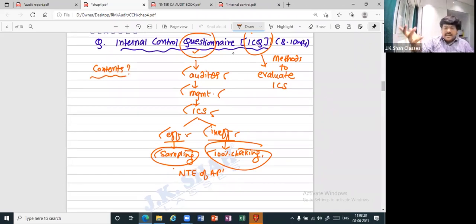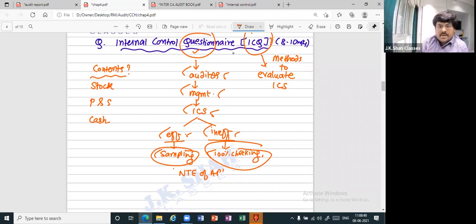When you have an ICQ, what contents will be there? You can ask questions on anything of ICS. For a simple example, you can ask about ICS for stock. You can ask about ICS for purchases and sales. You can ask about ICS for cash transactions. Just to give you a simple example for stock.